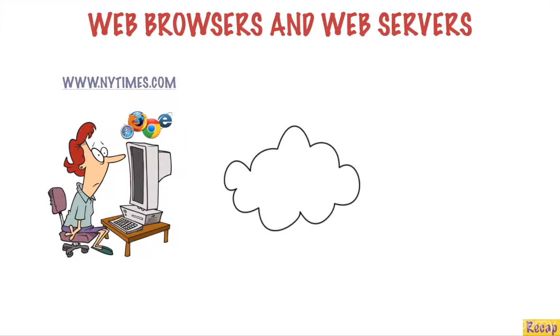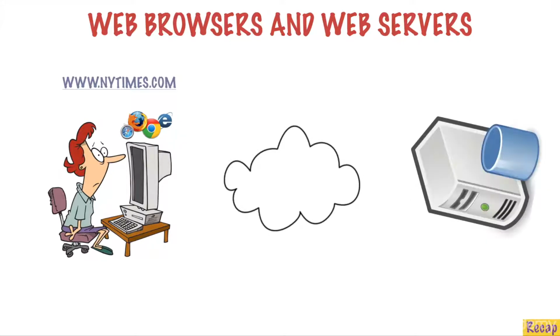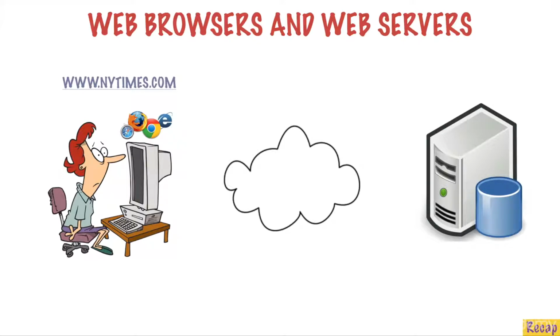The internet can be considered to be an interconnected set of machines, all of which can transfer information from one place to another. So the cloud is often used to represent the internet because there's a whole bunch of interconnected machines there which can transfer information from one place to another. At the other end of the cloud, you don't exactly know where, lies a server, a web server, which holds the information associated with New York Times. That's the information you want to get to.